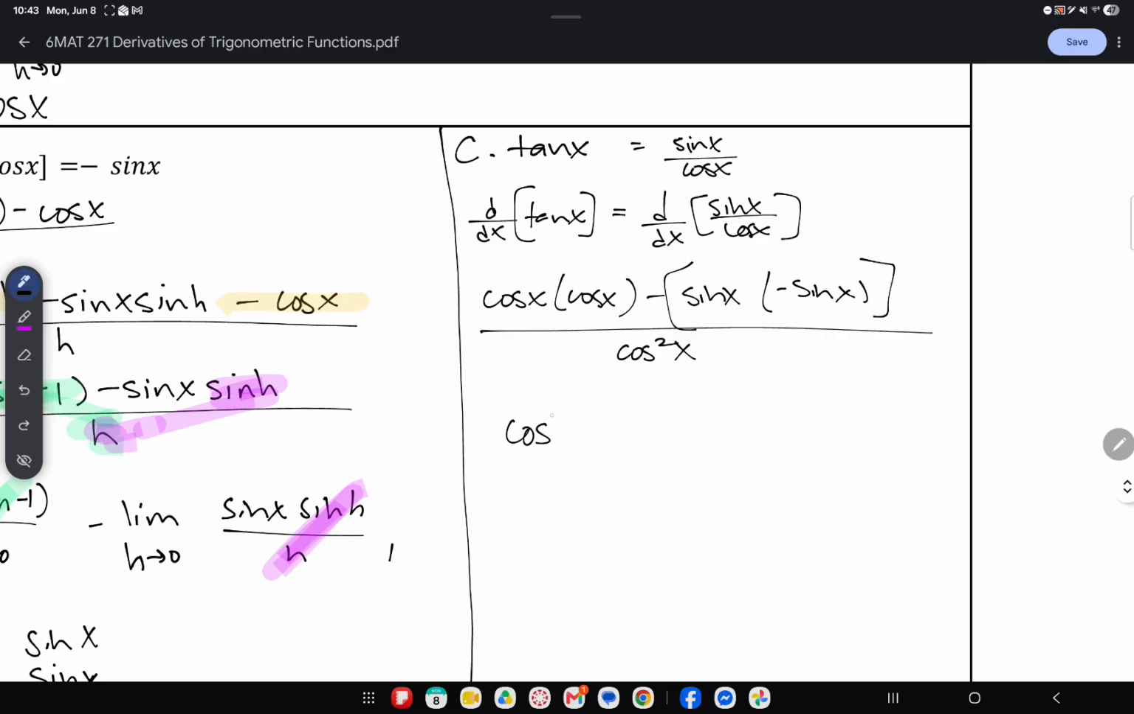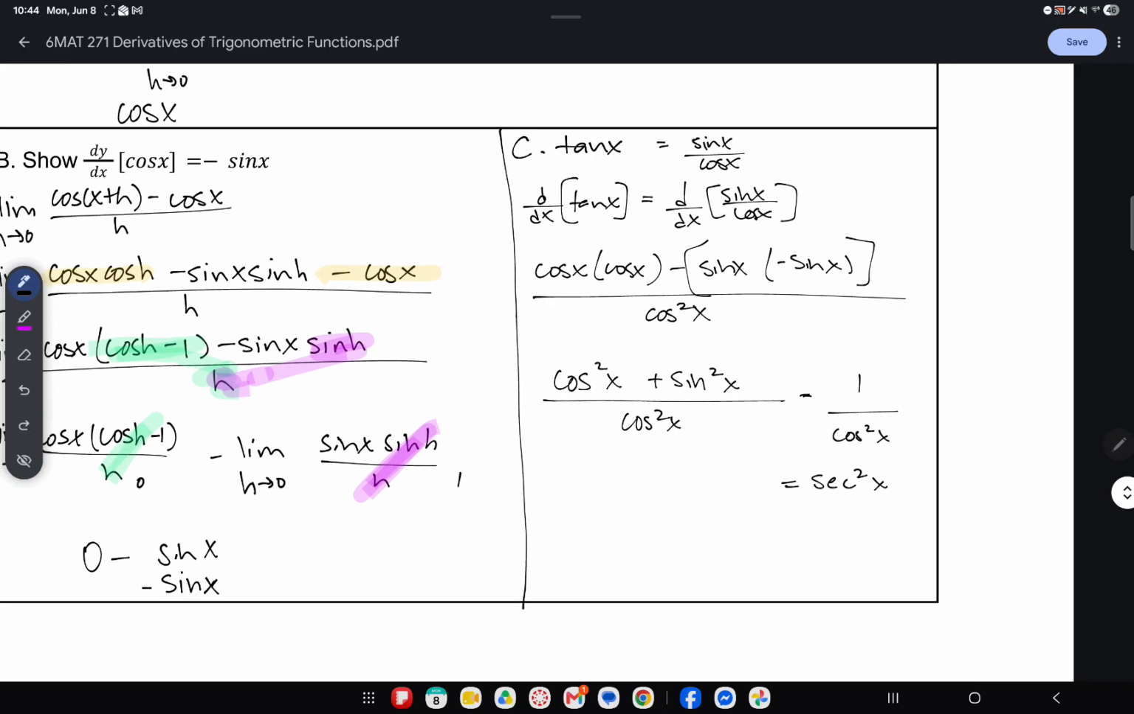I can do some simplifying. So that's going to be cosine squared plus sine squared all over cosine squared. And then I could do my identity here. Cosine squared plus sine squared is actually just 1. So 1 over cosine squared. And we can do another identity to get that to be secant squared, right? So it's kind of cool.